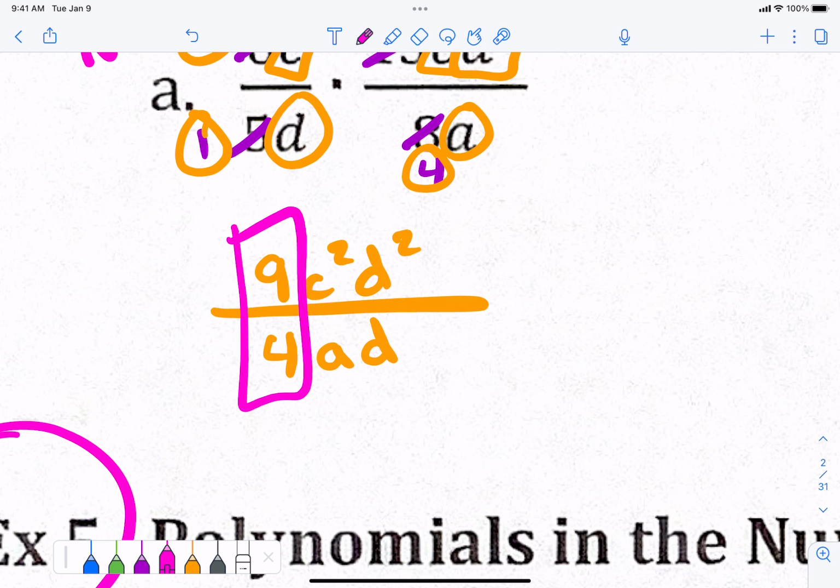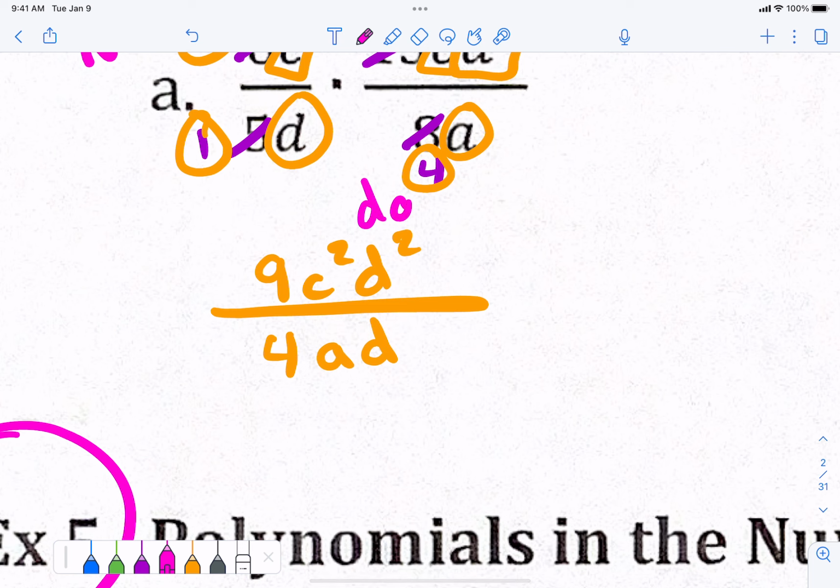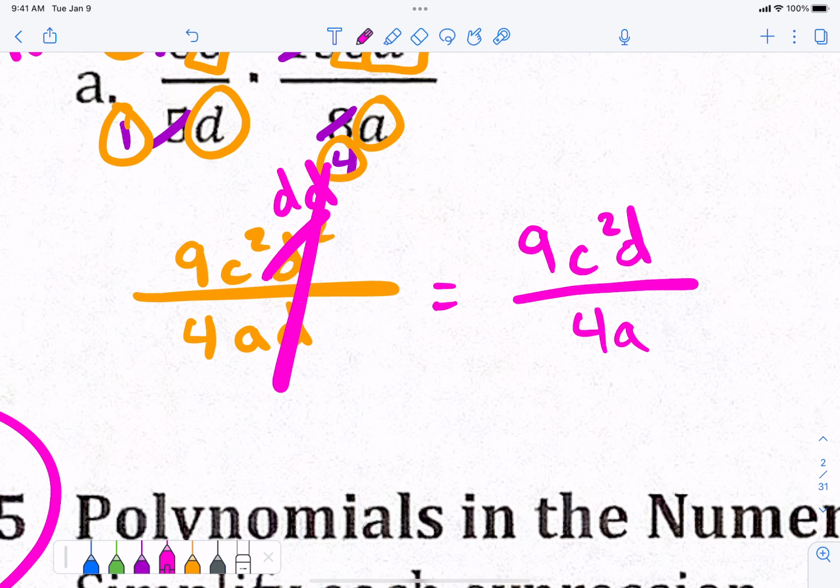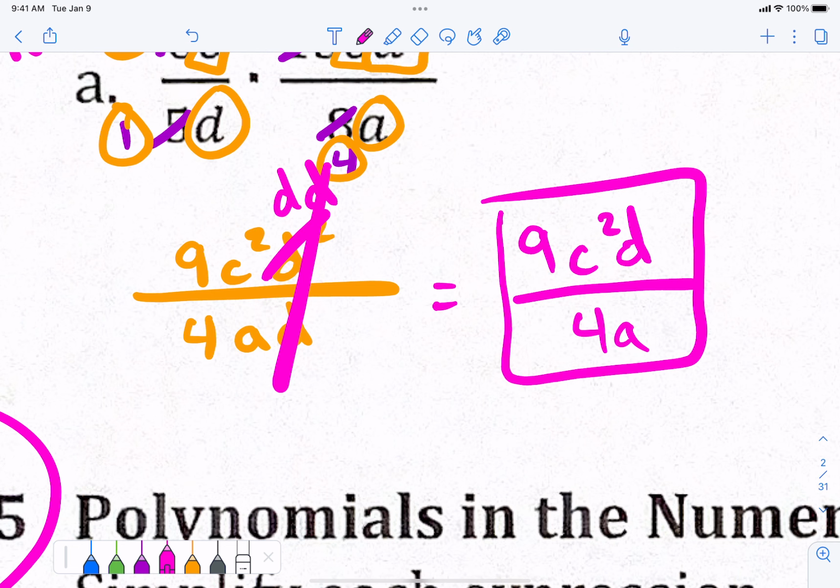We can't cancel anymore, right? Can you cancel any of the C's? No. Can you cancel any of the A's? No. But you can cancel the D values, right? So I have a D on the bottom, and then I've got a D and a D here, right? That's what D squared is. I can cancel one of those. Got it? So final answer, 9, C squared, D on the bottom, 4A. Anything else? No. Nope, that's all.